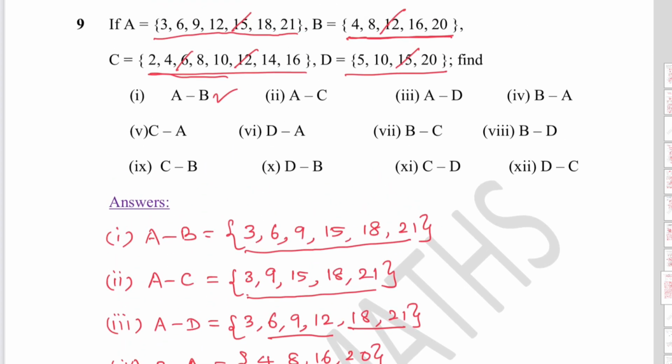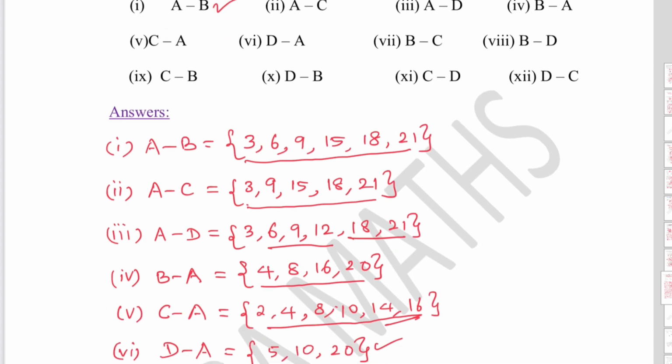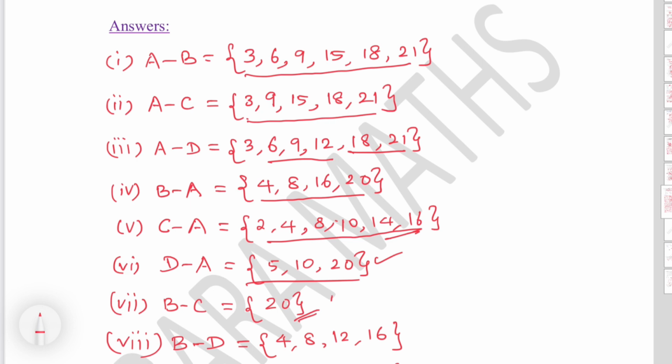B minus C. Of course here also 16, 8 is there in C. And 4 is also in C. So only element is 20. So B minus C is 20.